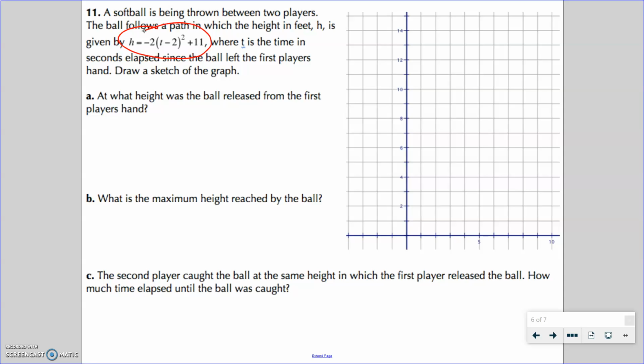So I'm going to start right there before I start doing anything. So that looks like vertex form, which is awesome because that's the easiest one for us to graph, right? We don't have to make a table like we had to previously because that was in standard form.